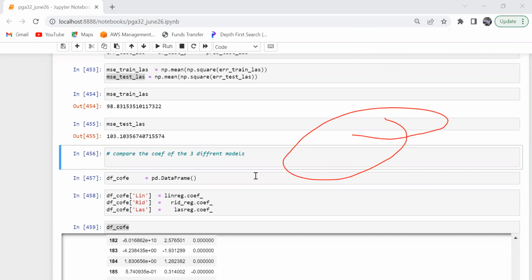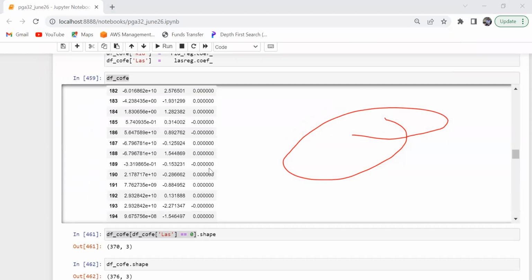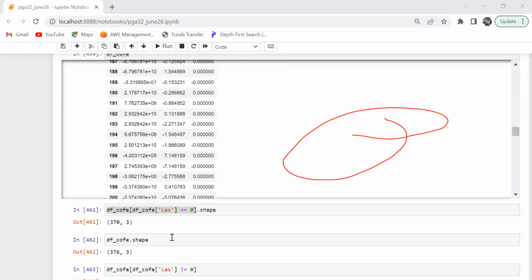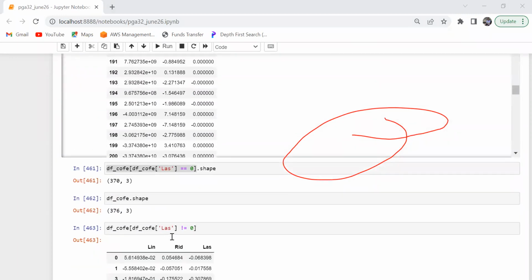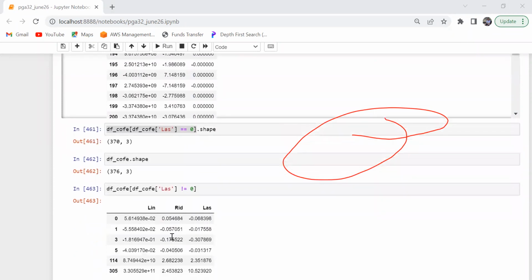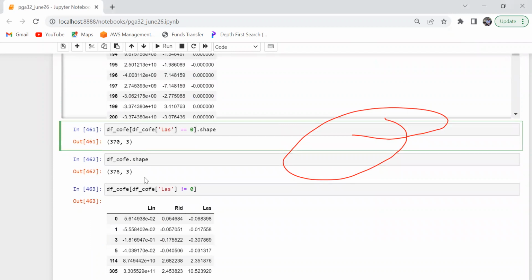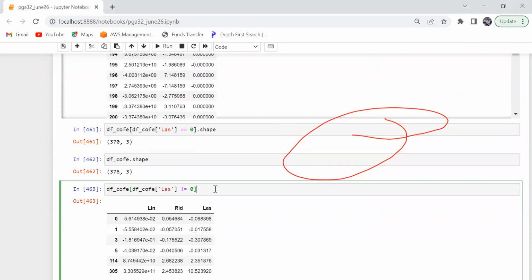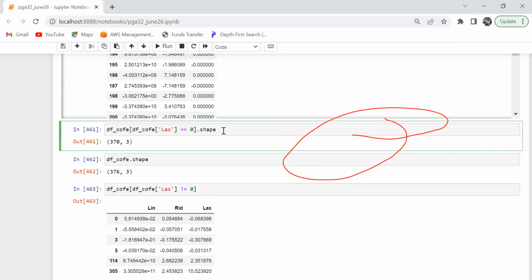Okay. Sir, can you scroll down? So again, I'm repeating, line number 461, 462, 463. They are just for explanation purposes. You may do it, you may not do it. These are just for your understanding purposes.